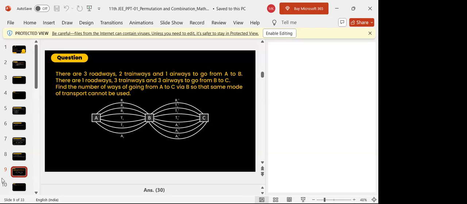Now, how come that? See, that is also very important. The thing is, 3 roadways, 2 rail, and 1 airway from A to B. Then 1 roadway, 3 trainways, 3 airways from B to C. Find the number of ways of going from A to C via B so that the same mode of transport cannot be used.